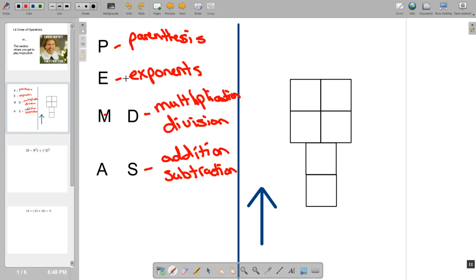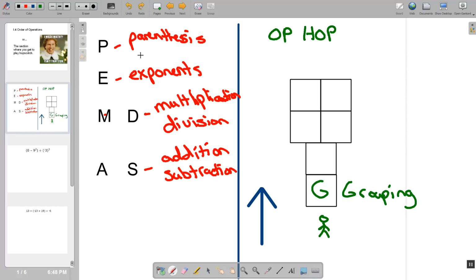Now, PEMDAS is more commonly used, but I like to use a strategy called OPHOP because it gives me an excuse to do hopscotch in math class. In hopscotch, our little person is standing down here, and we're working our way through. The first box in hopscotch, we call it G for grouping. You notice already a big difference. Grouping covers parentheses. It also covers brackets, absolute value signs, square roots. Anything that deals with a grouping sign is the first thing that we have to target, not just parentheses. You land on one foot here.